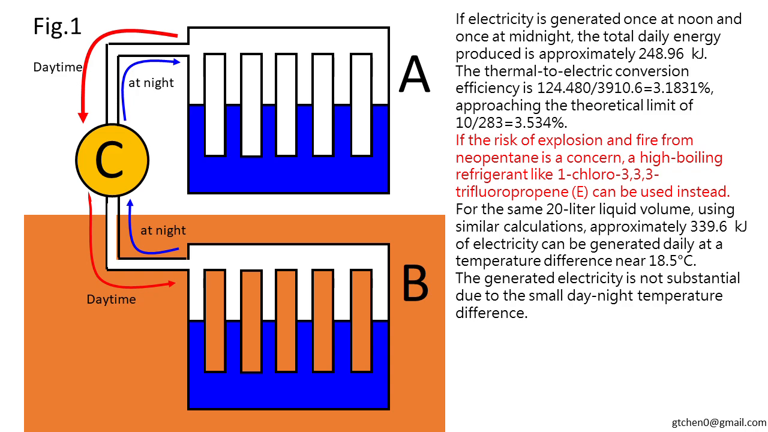3.534%. If the risk of explosion and fire from neopentane is a concern, a high boiling refrigerant like 1-chloro-3,3,3-trifluoropropene, E, can be used instead. For the same 20-liter liquid volume, using similar calculations, approximately 339.6 kilojoules of electricity can be generated daily at a temperature difference near 18.5 degrees Celsius. The generated electricity is not substantial due to the small day-night temperature difference.